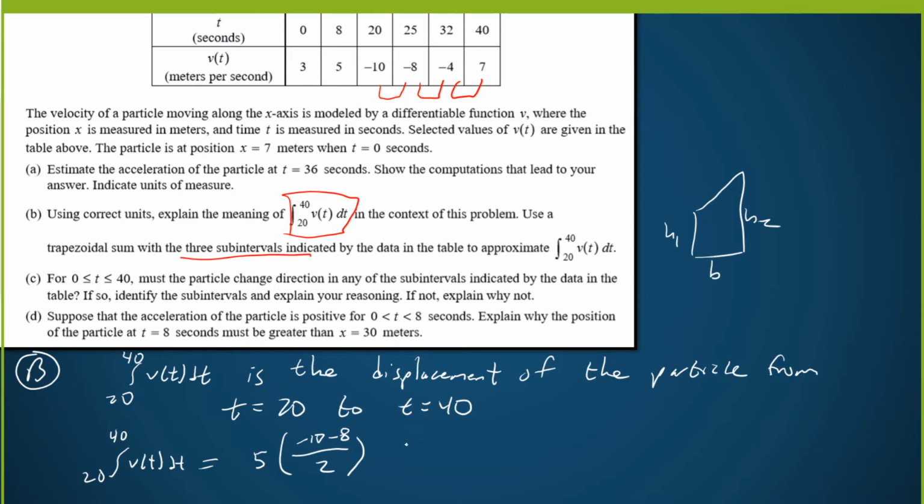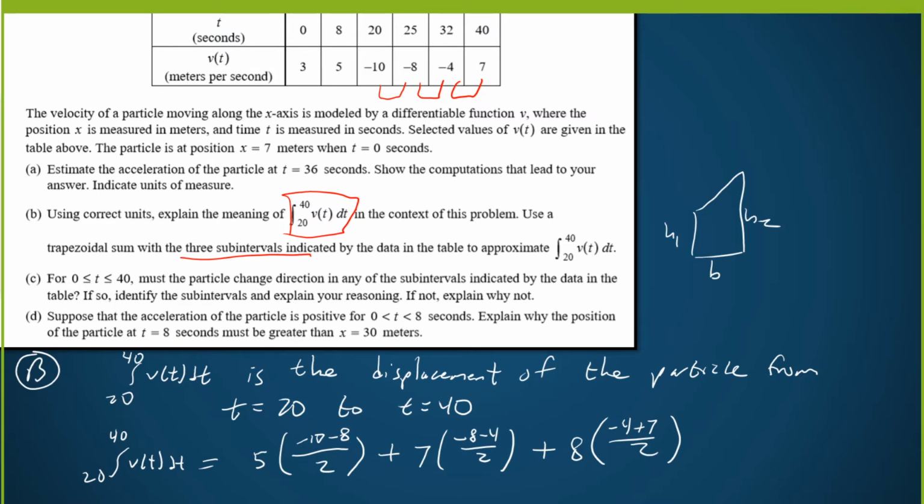Okay, then we'll go to the next one. 7 times minus 8 minus 4 divided by 2. And the last one is 8 times minus 4 plus 7 divided by 2. Perfect.